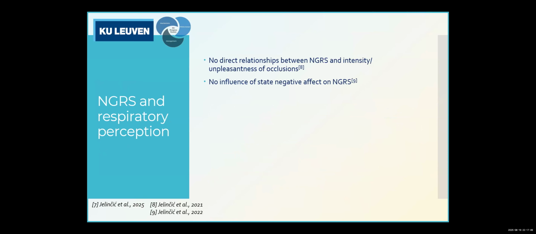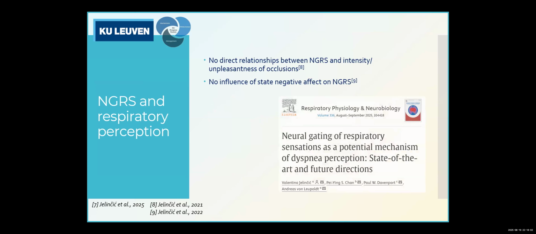In my PhD, I found no direct relationships between neural gating and respiratory perception, and we also did not observe any influence of mood induction on neural gating in healthy adults. And we now have a detailed overview of this and other research published in the very recent special issue on dyspnea for those who are interested. But importantly, we are not ready to let this idea go. It makes sense to us that this relationship should exist, but perhaps the fact that we cannot find it has to do with how neural gating is measured.